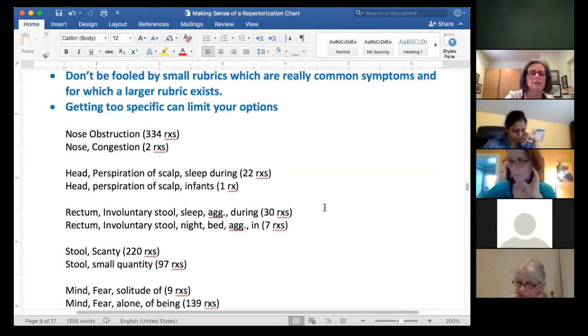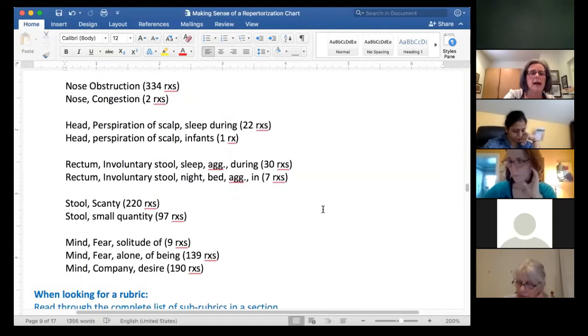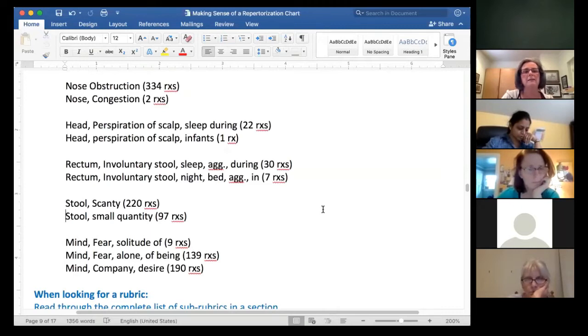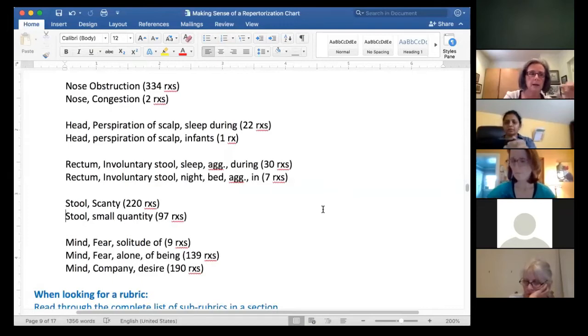So another thing to think about is, have I limited my rubric too much? Sometimes the rubrics get very, very specific, and then you get down to 1 or 2 remedies. And that's not always the best. Generally, it's usually not the best rubric to pick, because you're eliminating a lot of other possibilities. So sometimes it's a good idea to backtrack a little bit and pick a rubric that's a little more comprehensive.